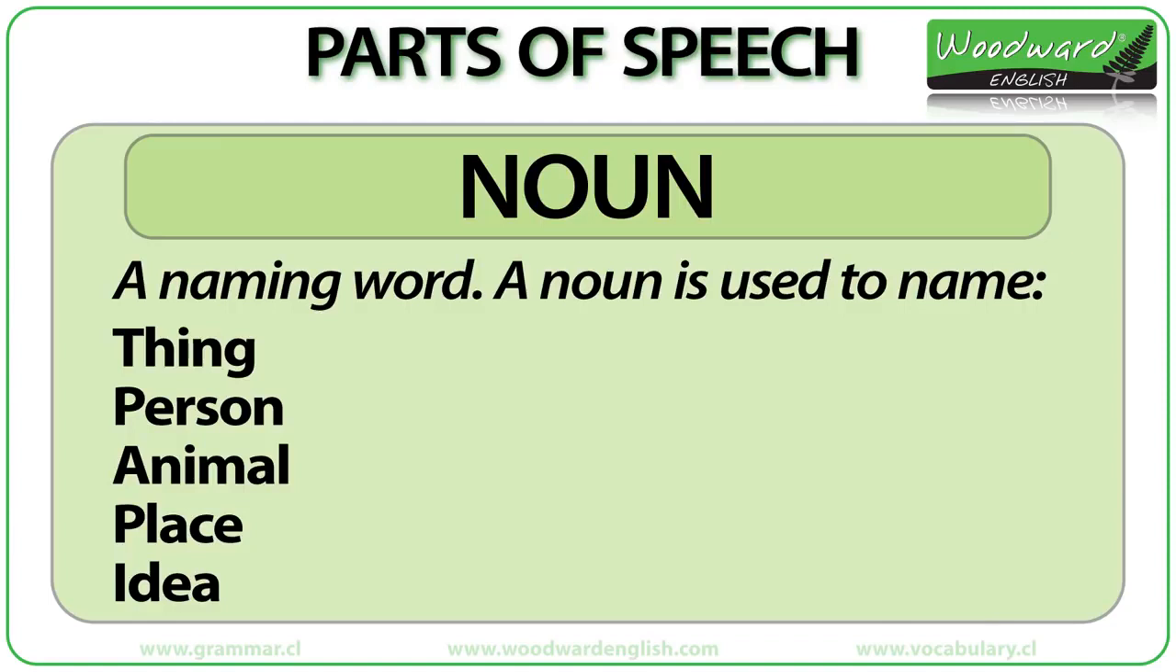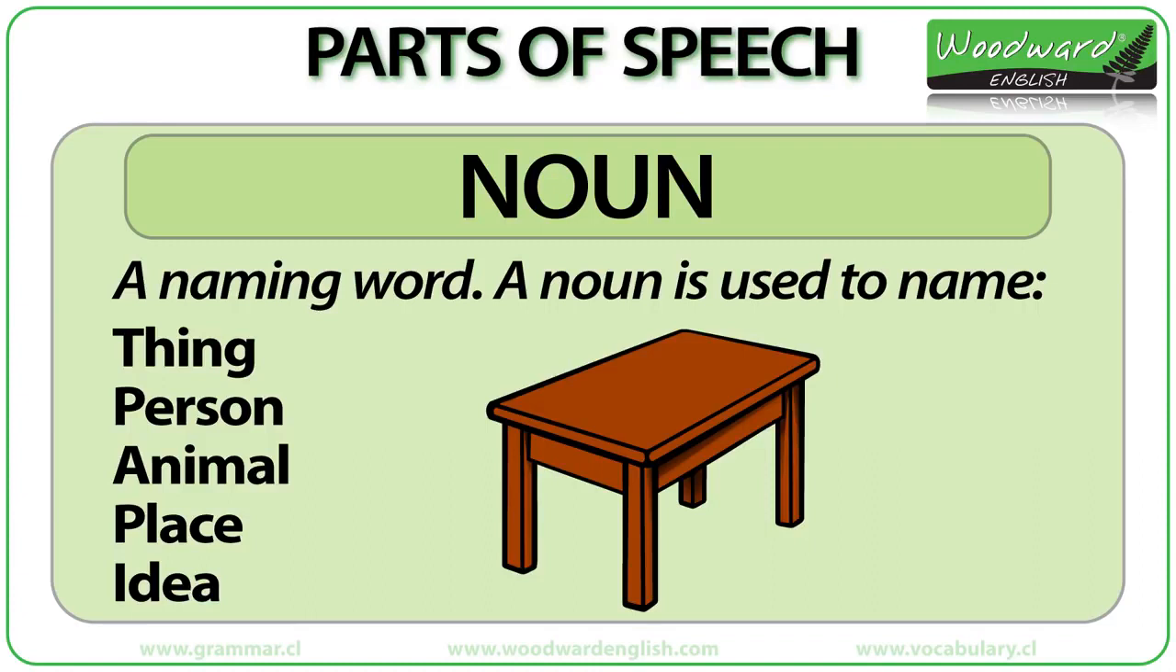A noun is a naming word. A noun is used to name a thing, a person, an animal, a place, or an idea. For example, we can name things. This is a table. What is the name of this thing? It is a table. Table is the name of this thing, so table is a noun.